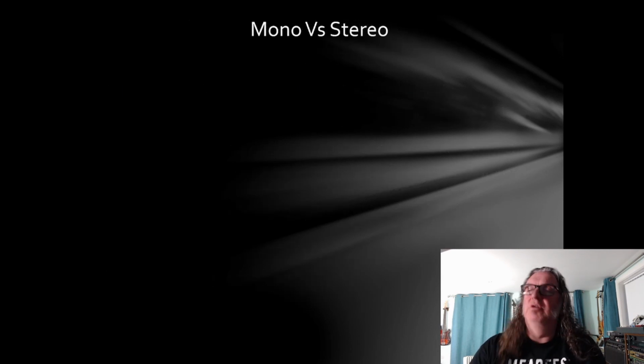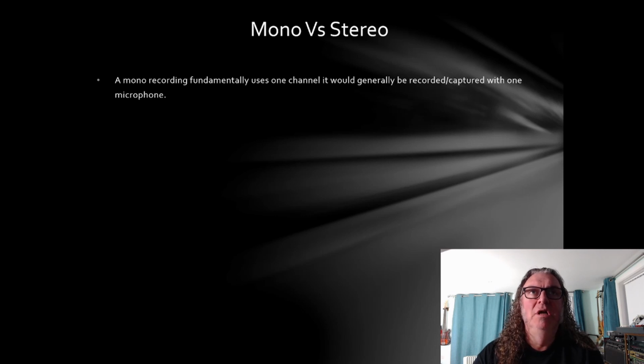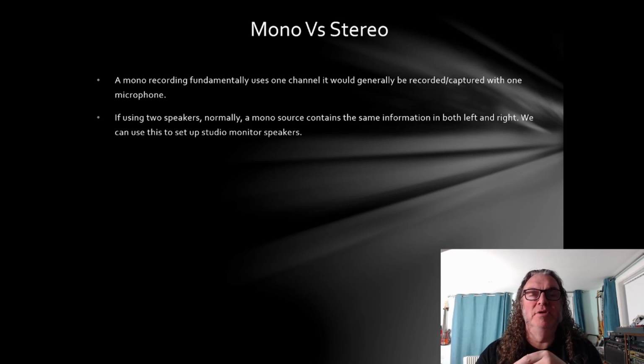So, mono versus stereo. Well, not really mono versus stereo, because that'd be kind of like a big fight thing, and it's not a big fight thing at all. Mono recording fundamentally uses one channel, generally captured with one mic, goes down one input channel, recorded onto one track, one channel of your DAW. However, when you play it back, you can play it back through two speakers, and if you keep the pan control right in the middle, you'll get the same mono energy out of both speakers, but it'll be identical.